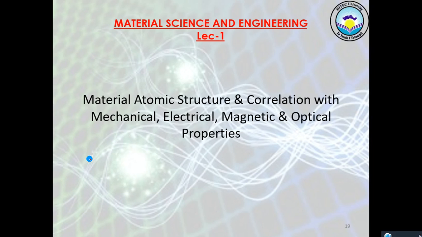So basically our today lecture is lecture 2. Sorry, I have not updated this slide. So basically this is your lecture 2, and today we will go for the material atomic structure and correlation with the mechanical, electrical, magnetic and optical properties.